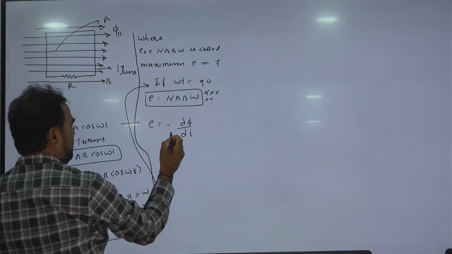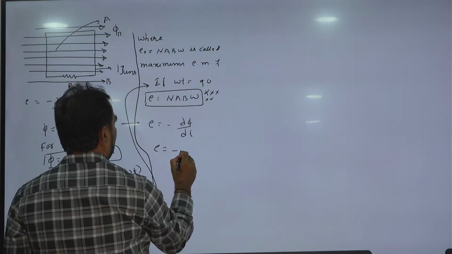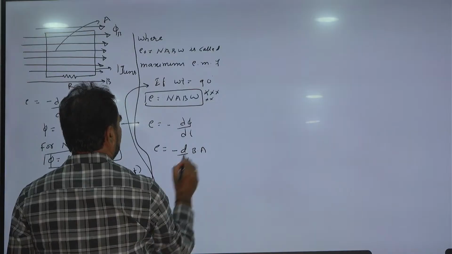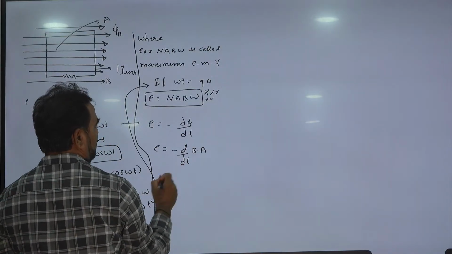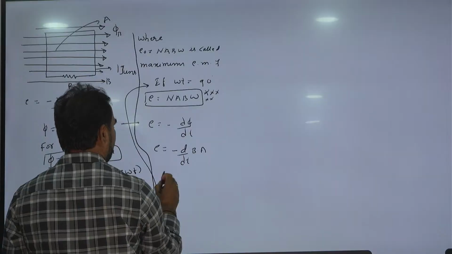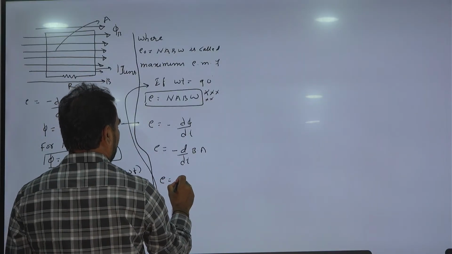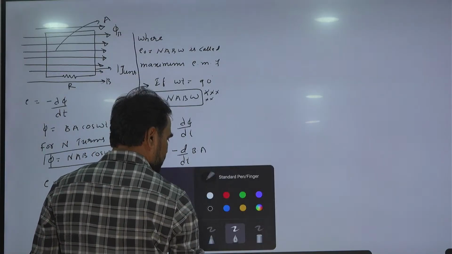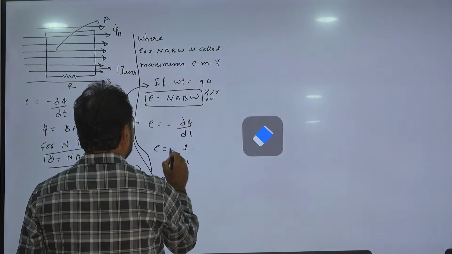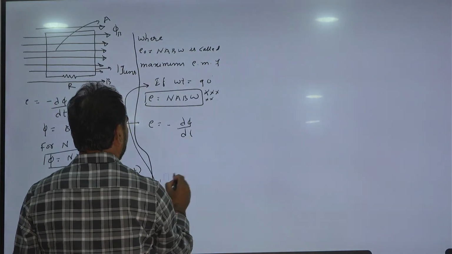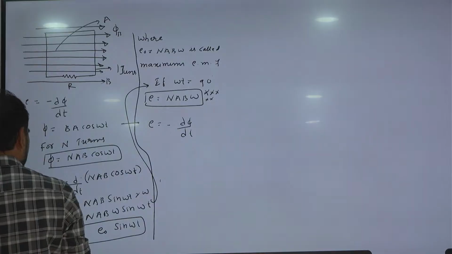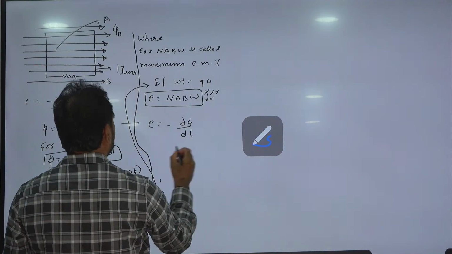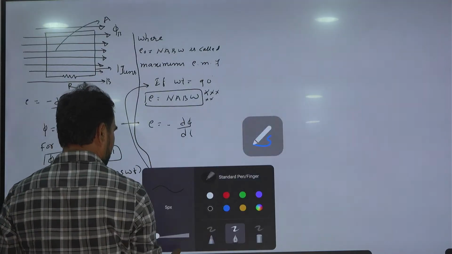The field is B. Therefore, E is equal to minus d by dt of B dot A. B dot A is equal to BA cos theta. Directly you can substitute this value, no problem at all. E is equal to minus d phi by dt, and the phi value we already know: it is NAB cos omega t.